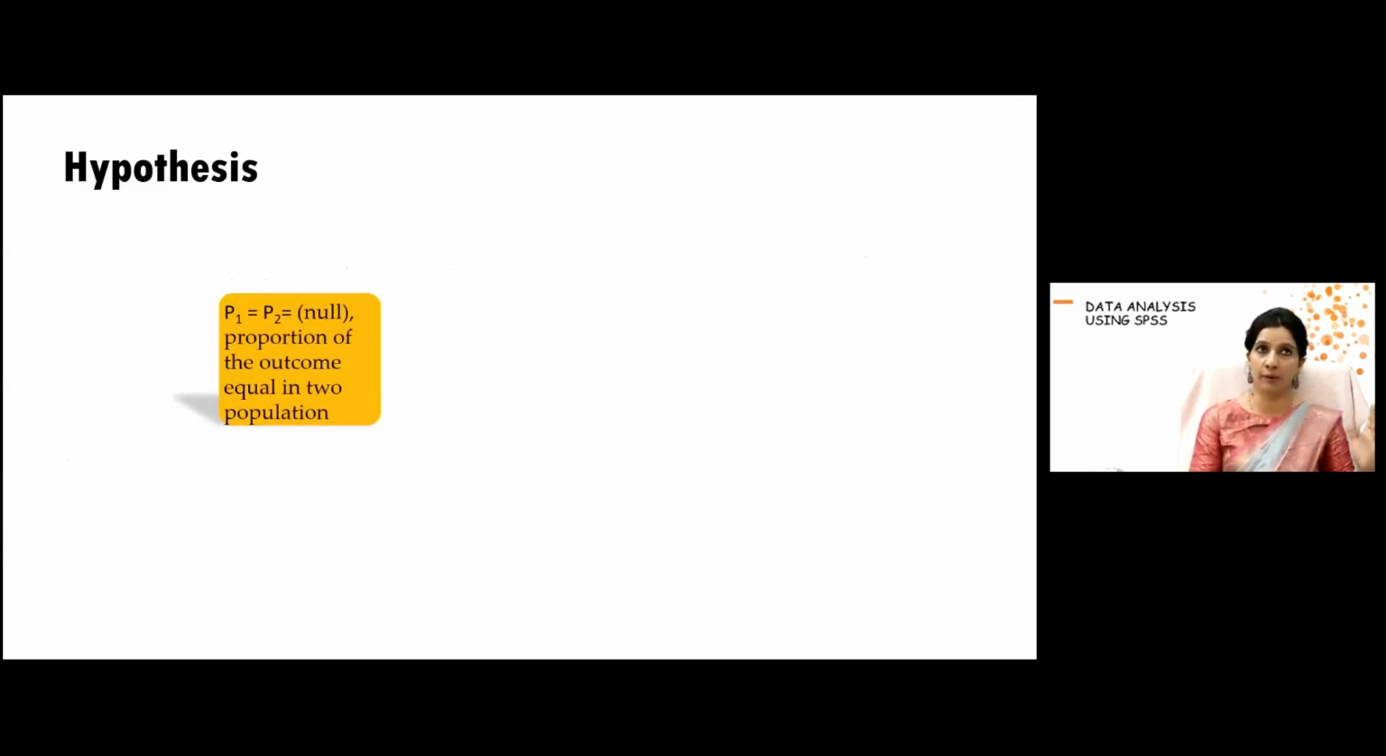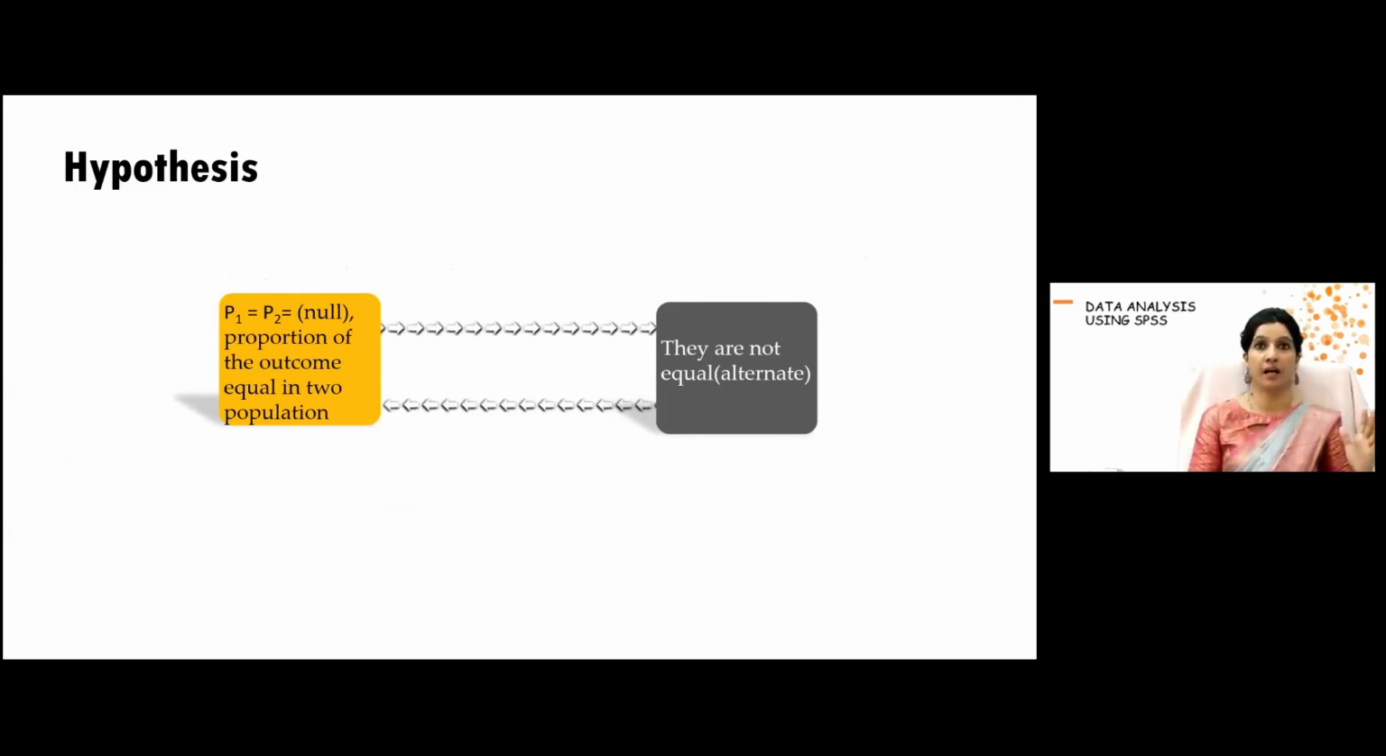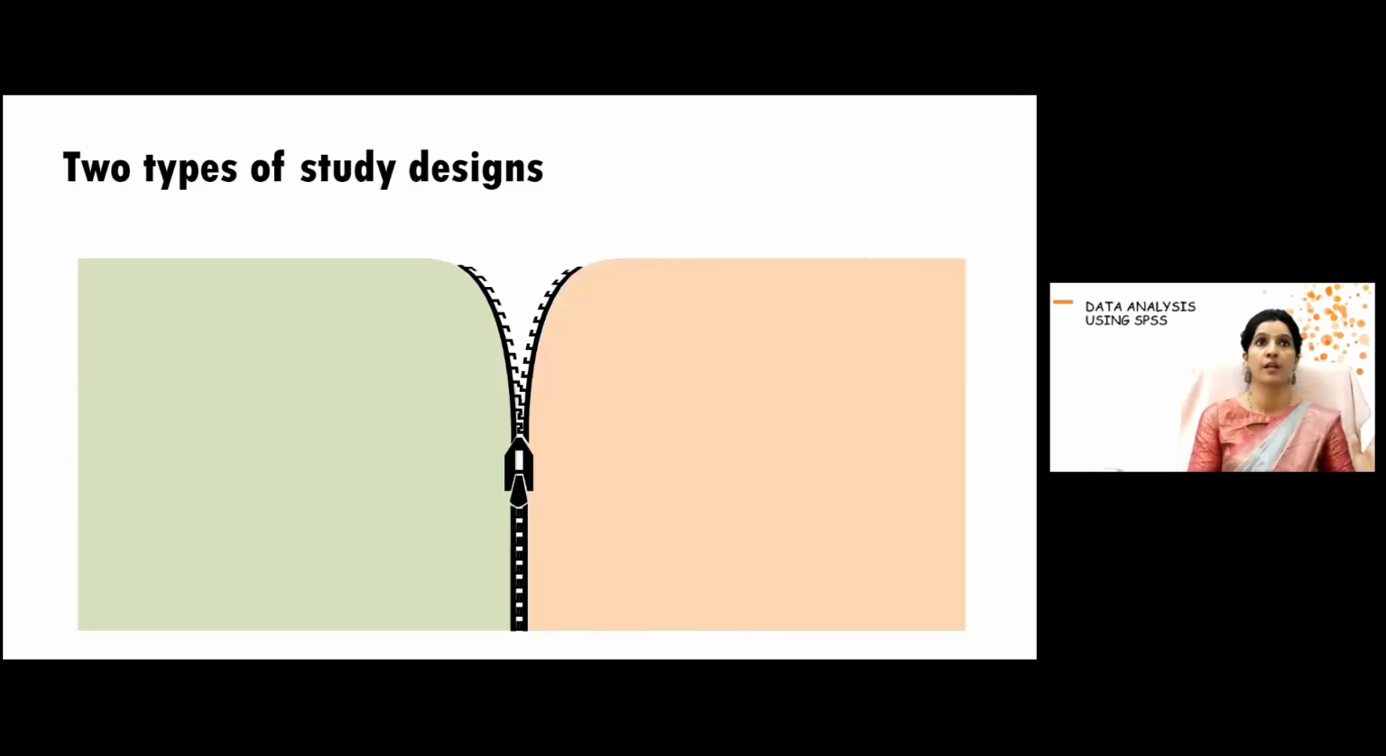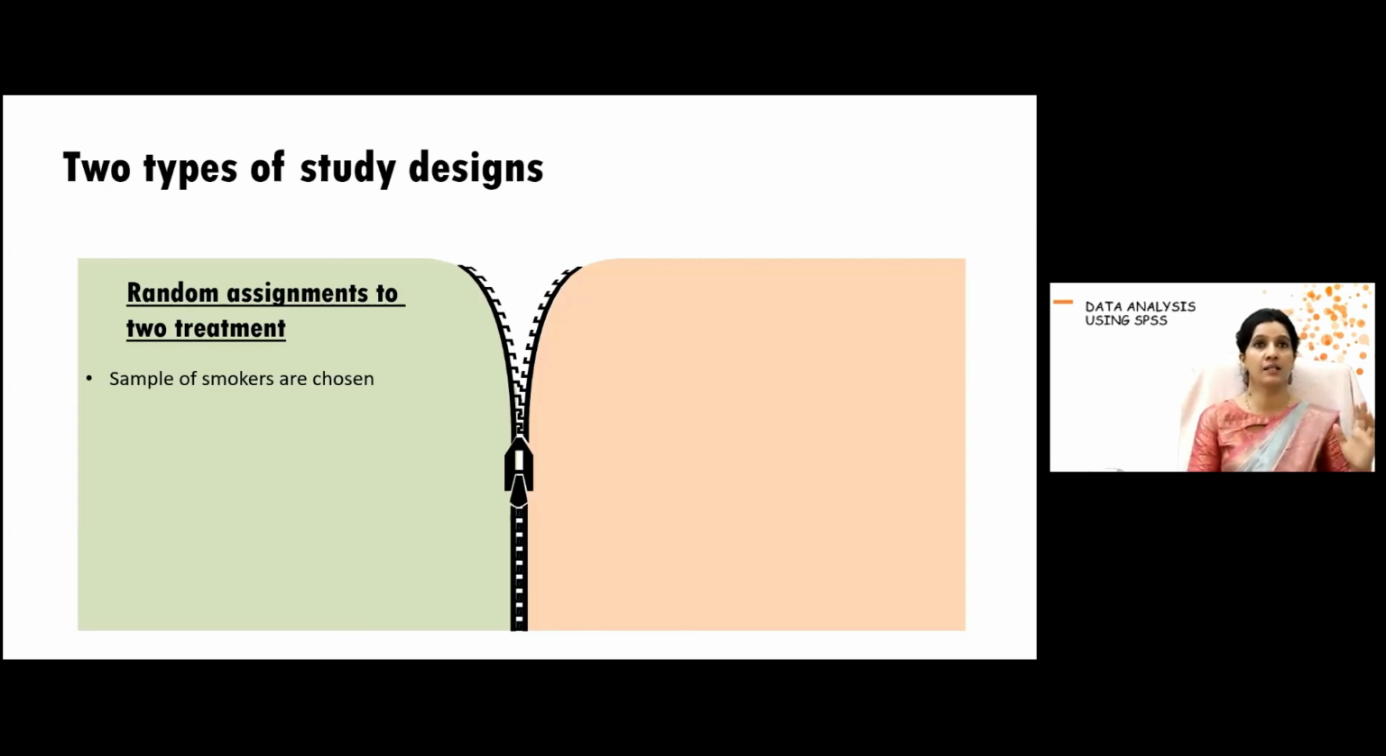So the null hypothesis here is that the proportion of the outcome is equal in the 2 populations, and the alternate hypothesis is that they are not equal. There are basically 2 types of study designs where we use the chi-square test of homogeneity. This is very important. The first is random assignment to treatment. Like you could take a sample of smokers and randomly assign those smokers to 2 treatment groups, one a group therapy and the other a hypnotherapy.